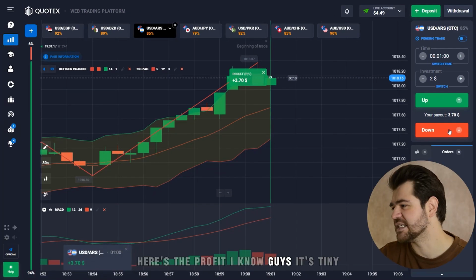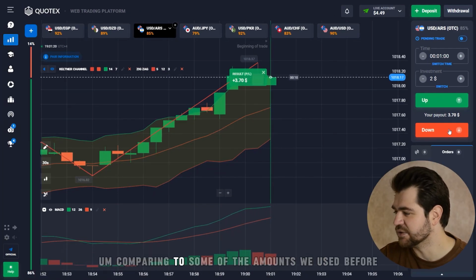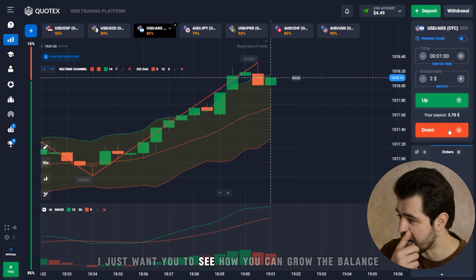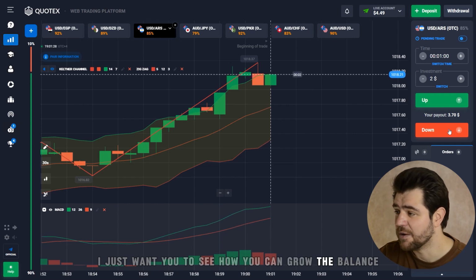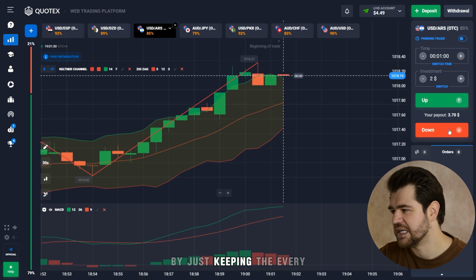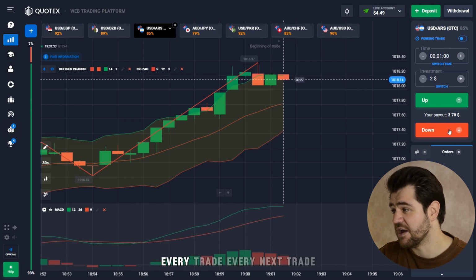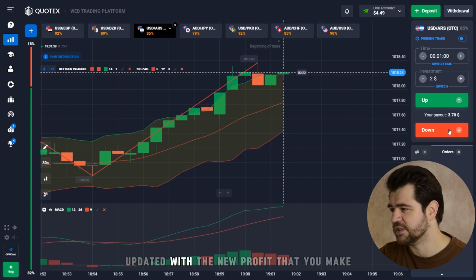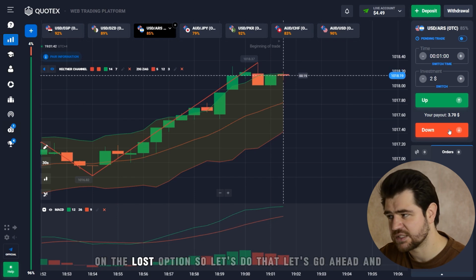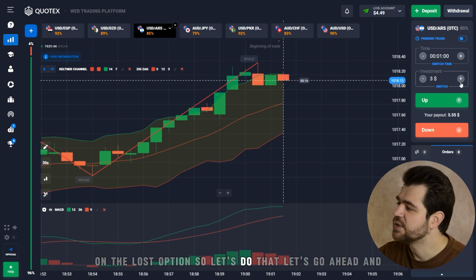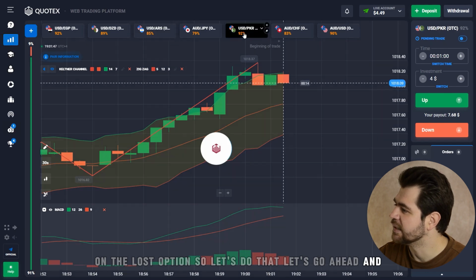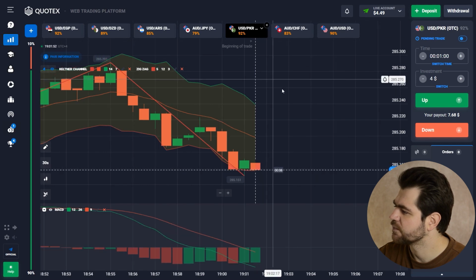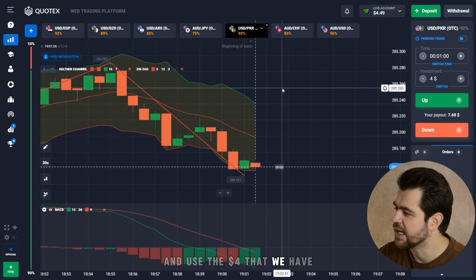Here's the profit. I know, guys, it's tiny compared to some of the amounts we used before, but I just want you to see how you can grow the balance by keeping every next trade updated with the new profit that you make on the last option. So let's do that. Let's go ahead and use the $4 that we have.